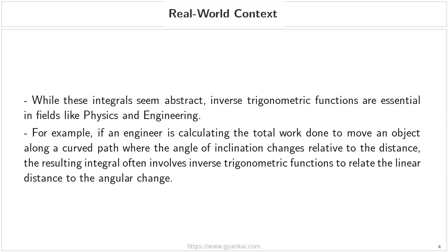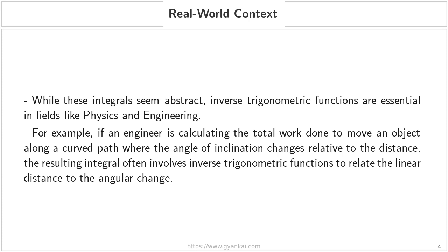Imagine an engineer is tasked with calculating the total work done to move an object along a curved path. Now, this isn't a simple straight-line movement. The path is curved, and crucially, the angle of inclination, how steep the path is, changes as the object moves along it, relative to the distance traveled.